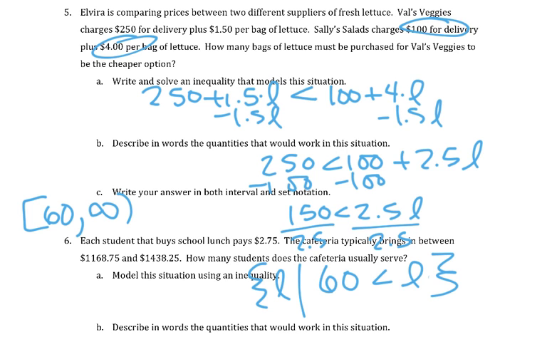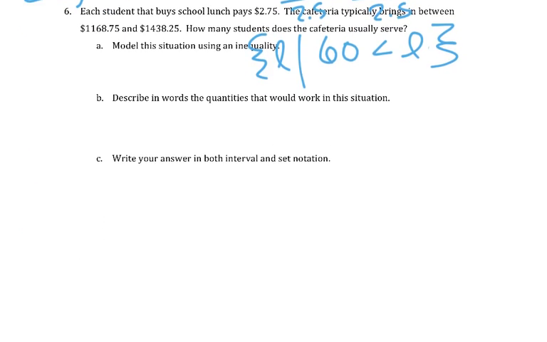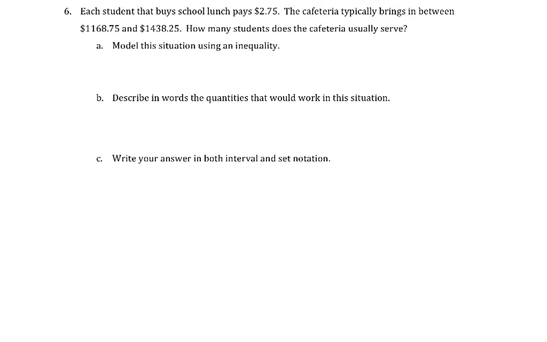Okay? Alright, now the last one here. Each student that buys school lunch pays $2.75. The cafeteria typically brings in between $1,168.75 and $1,438.25. How many students does the cafeteria usually serve? So if I'm thinking about this, it's $2.75 per student, right?